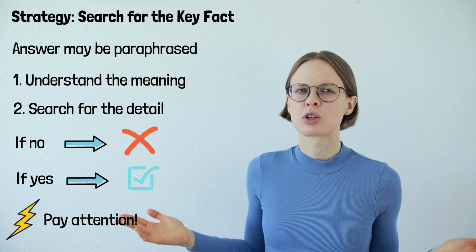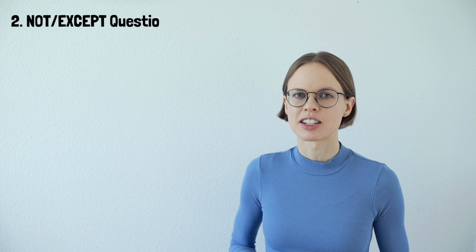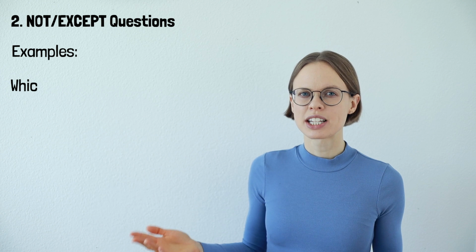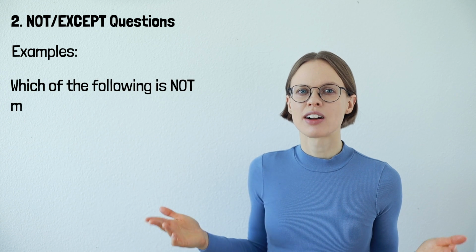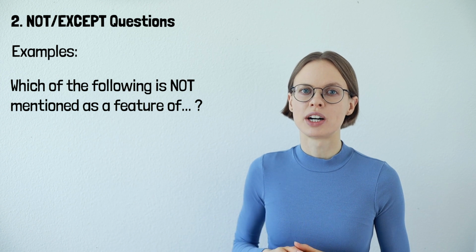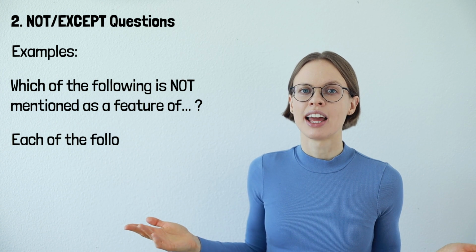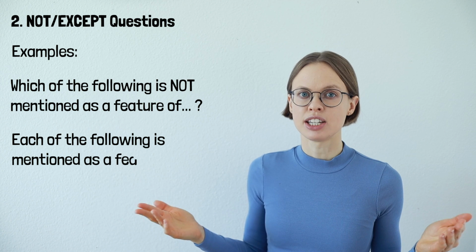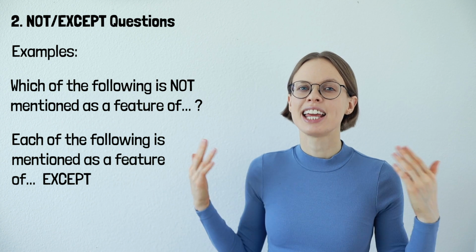Let's go on with question type number 2. Not exact questions. What do not exact questions look like? Let's have a look at an example. For example, these questions can look like this. Which of the following is not mentioned as a feature of something? Or each of the following is mentioned as a feature of something except.